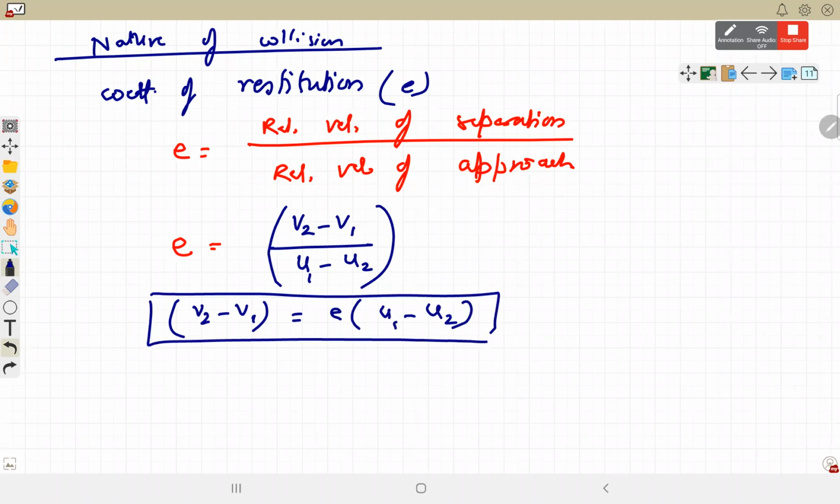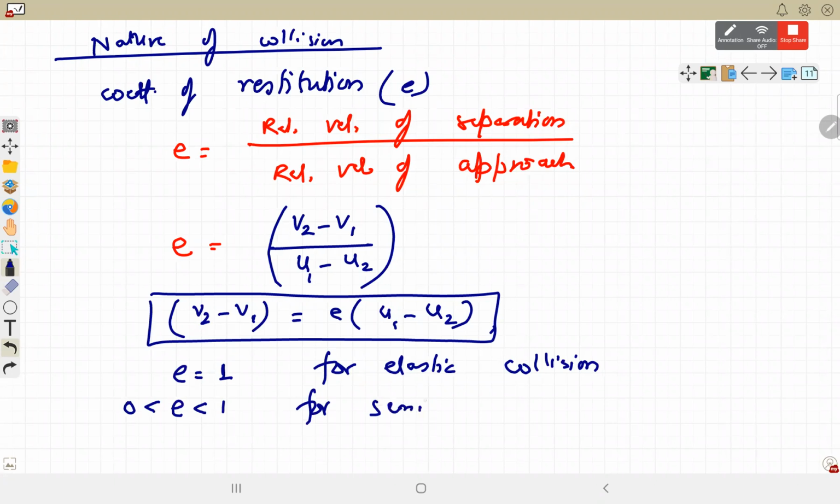E will depend upon the type of bodies colliding. E is equal to 1 for perfectly elastic collision. Elastic collision is under the rigid bodies, which on collision have no deformation at all. E will be less than 1 and greater than 0 for semi-elastic collision. Semi-elastic is like rubber and all, so it has somewhat of a deformation during the collision.